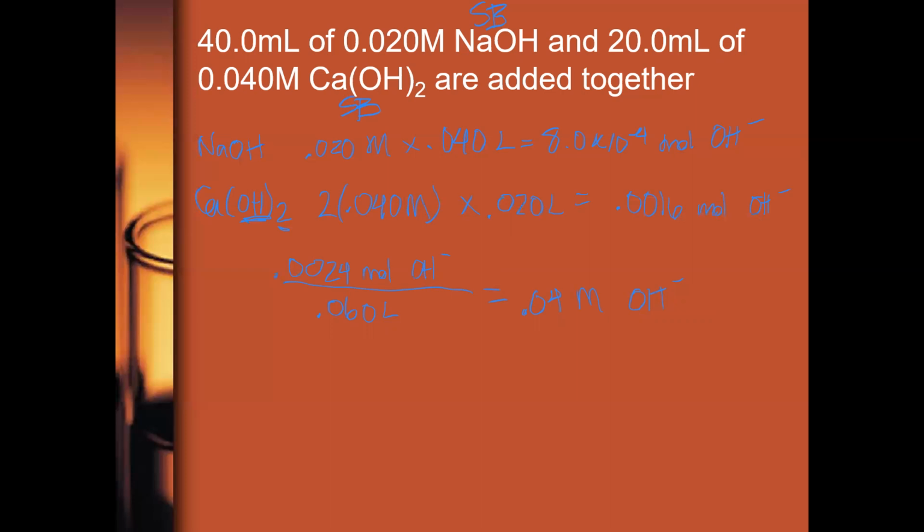So here we have hydroxide, so we can plug hydroxide into pOH. So we have a pOH of 1.40, which means our pH, when we subtract from 14, is going to be 12.60.